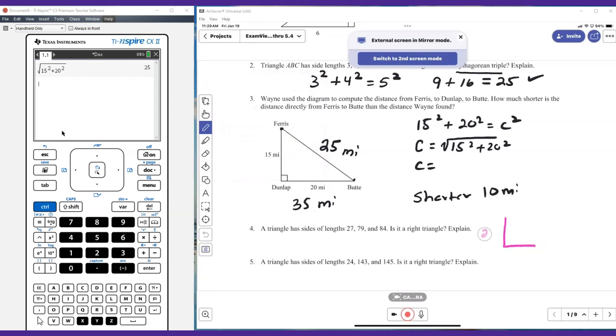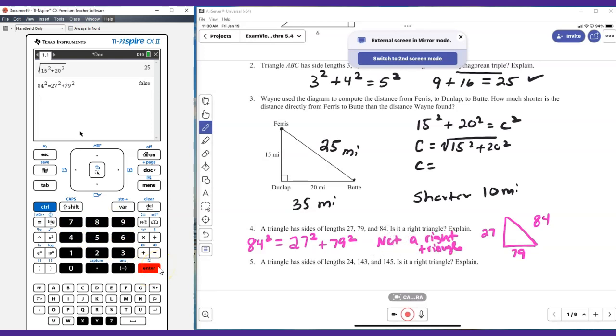A triangle has lengths of 27, 79, and 84. So here is 27, 79, and 84. We have to check if it's a right triangle. So we just have to use the Pythagorean theorem. 27 squared plus 79 squared, and let's see if it equals 84 squared. So I'm going to say 84 squared equals 27 squared plus 79 squared. It's false. So it's not a right triangle because it doesn't equal that.